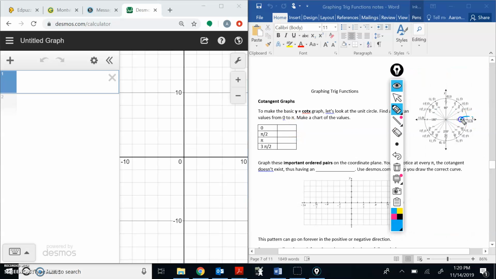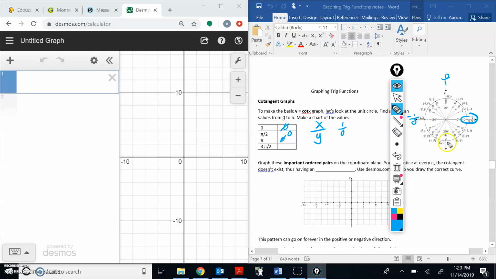At 0, our cotangent is x over y. So at 0, we have 1 over 0, which is undefined. At pi over 2, the cotangent is 0 over 1, which is 0. At pi, it's negative 1 over 0, which is undefined again. Remember, when it's undefined, you have asymptotes.